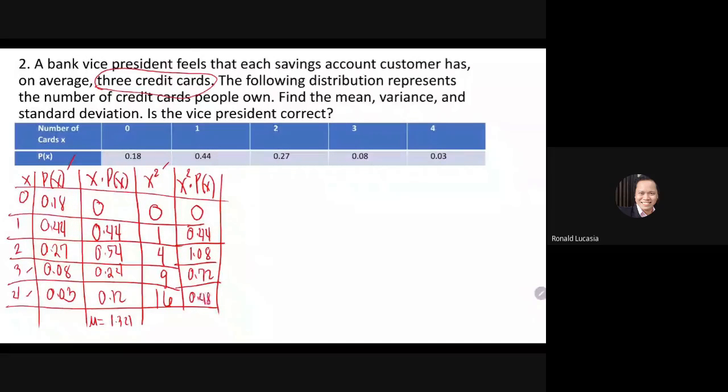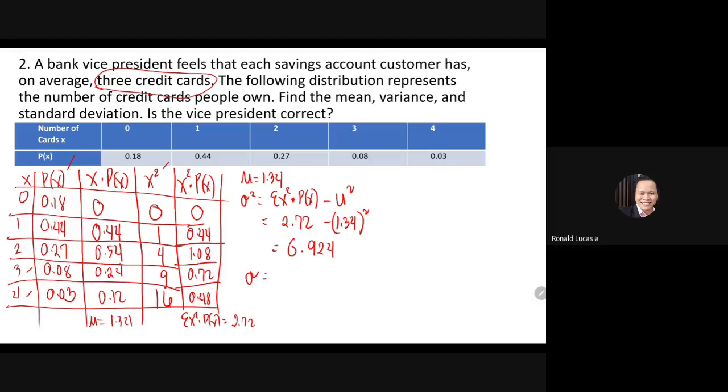Tapos add natin yan, summation of x squared times P of x. 0 plus 0.44, 1.08, 0.72, 0.48. The sum to that is 2.72. Okay, so the expected mean here is 1.34. The variance is equal to the summation of x squared times P of x minus the square of the expected mean. So 2.72 minus 1.34 squared. The variance will be 2.72 minus 1.34 squared, 0.924. The standard deviation, the square root of 0.924, that is equal to 0.96. Now let us answer the question.